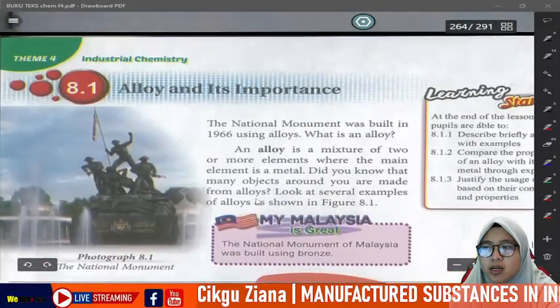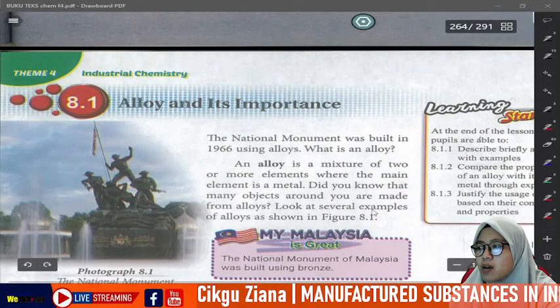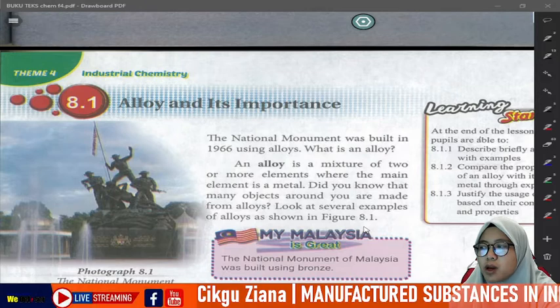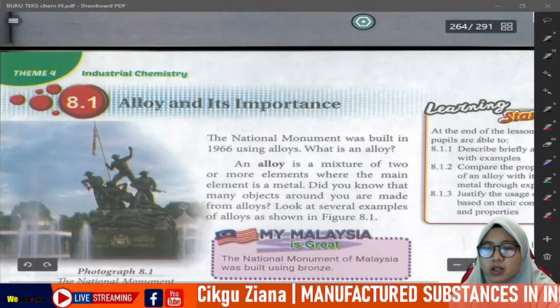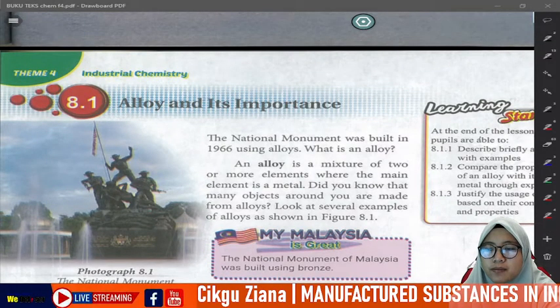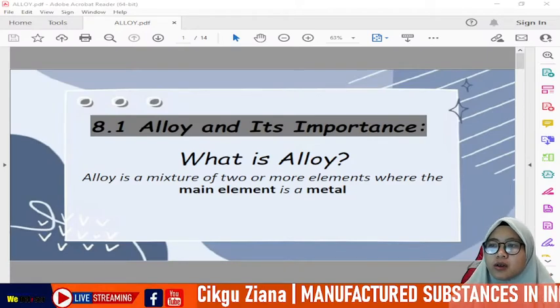Okay, in alloy, at the end of the lesson, students should be able to describe briefly about the alloy with examples, compare the properties, and also justify the usage of alloys based on their chemical composition and properties. Okay, so we start with the first group. Today I have Amirul and the members, alloy and its importance. So Amirul, boleh start?